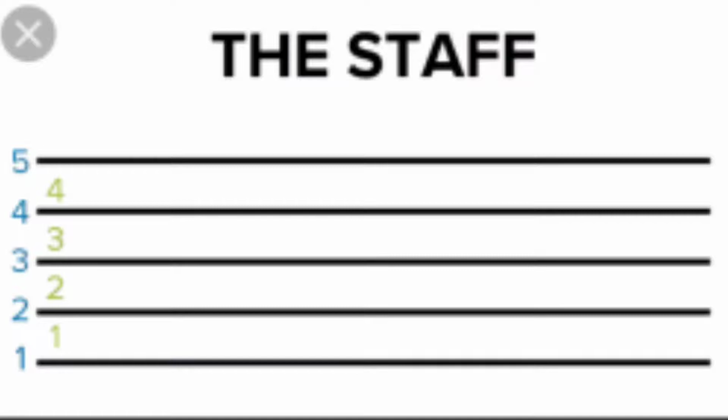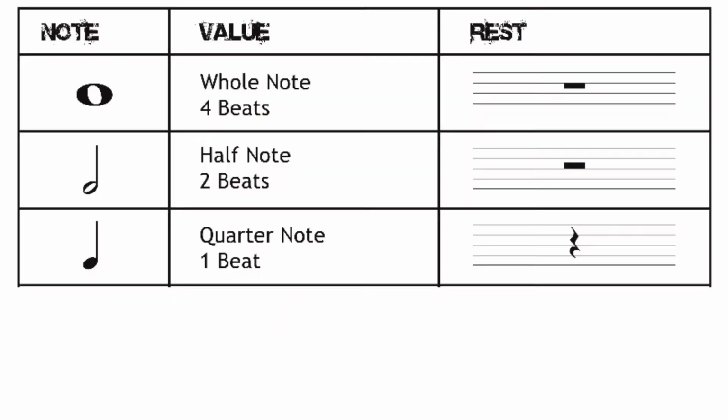So first of all, let us revise the topics that we did in our previous class. If you remember, I taught you about staff notation, the values of three different kinds of notes, and also the values of three different kinds of rests. Okay, so these are the topics that we did in our previous class. So let us learn about the next things.